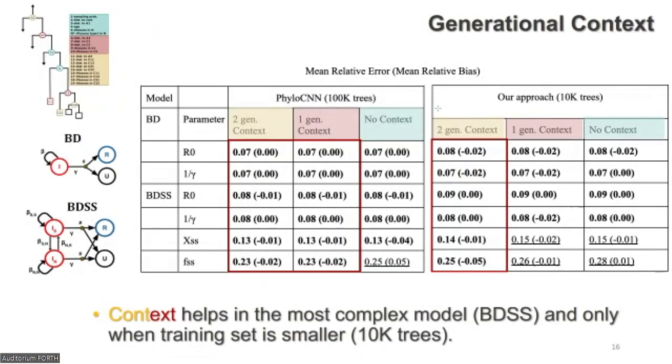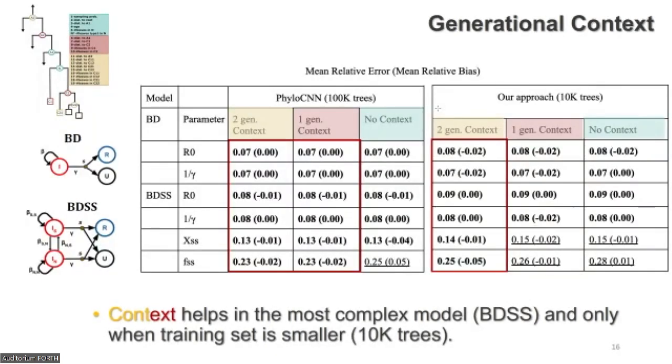And these are the results, just comparing the three levels of context with the BD and the BDSS models for phylodynamics. We saw that the context helps. In bold are the best approaches, and underlined are the ones that were not the best ones. We saw that context helps just for the most complex model. So here we have everything in bold in BD, you see.